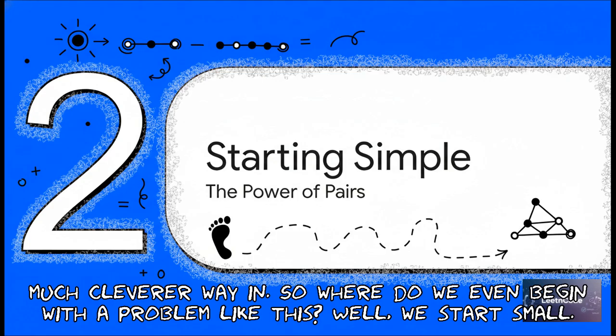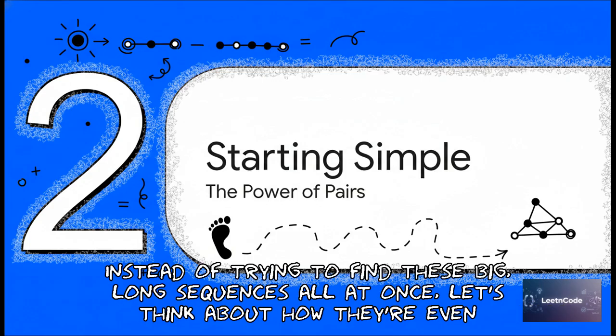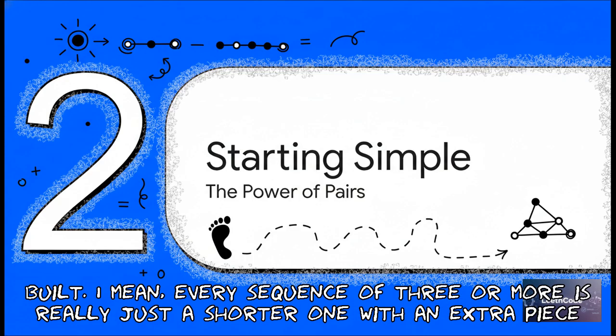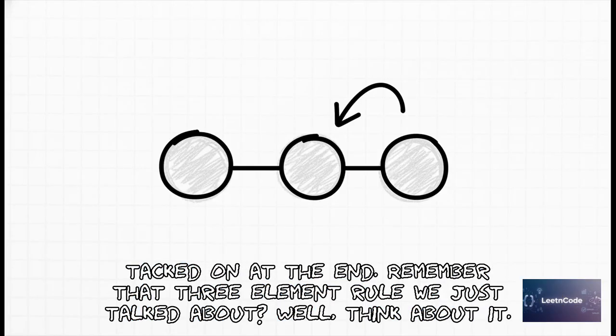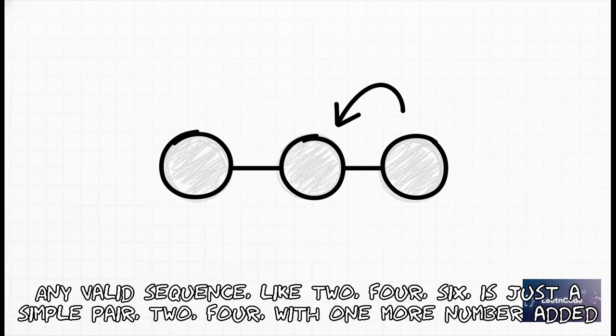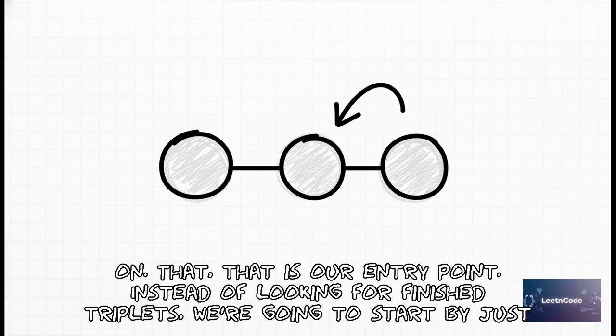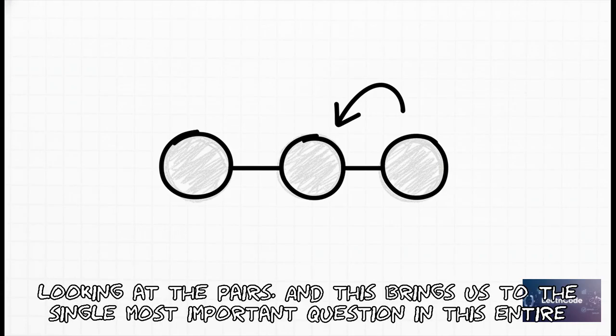Well, we start small. Instead of trying to find these big, long sequences all at once, let's think about how they're even built. I mean, every sequence of 3 or more is really just a shorter one with an extra piece tacked on at the end. Remember that 3-element rule we just talked about? Well, think about it. Any valid sequence, like 2, 4, 6, is just a simple pair, 2, 4, with one more number added on. That is our entry point. Instead of looking for finished triplets, we're going to start by just looking at the pairs.